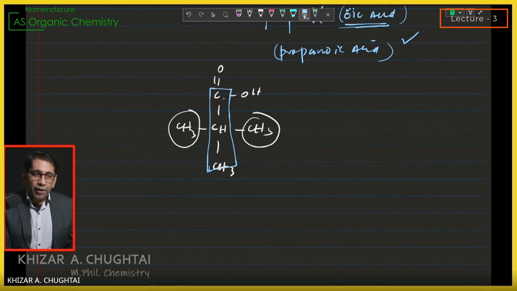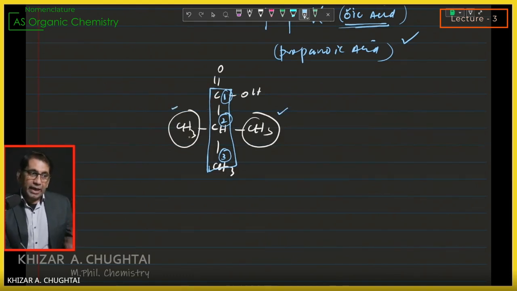The functional group carbon will always be carbon number one. Then obviously this will be carbon number two, and this will be carbon number three. And now I am going to write its name. There are two branches, and by chance they are similar. Both are methyl, and their position number is 2. The last stage is to write the name.